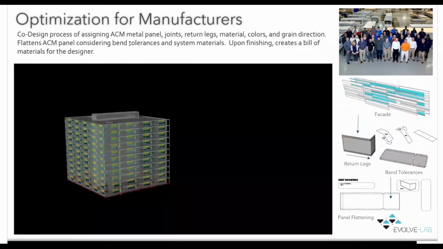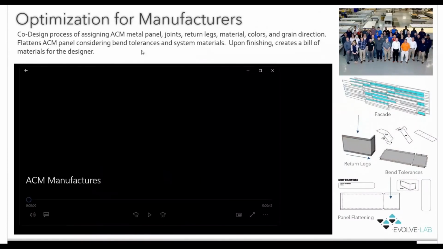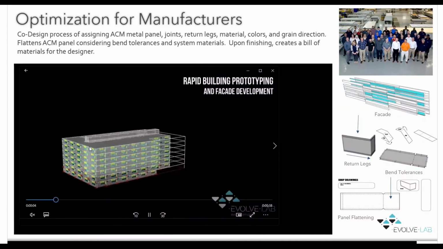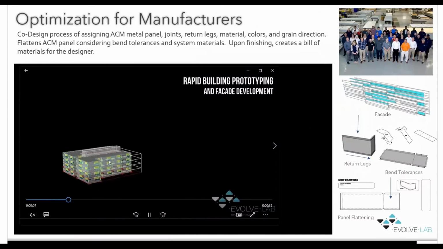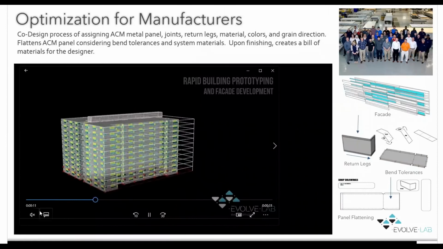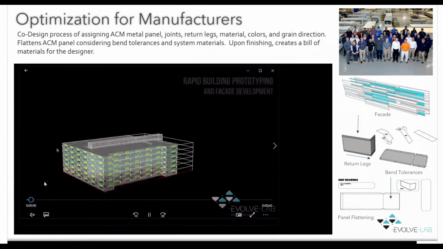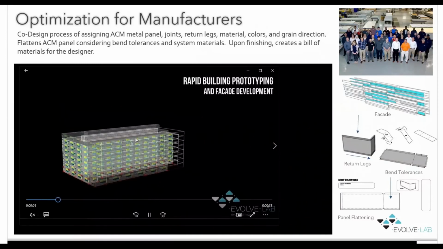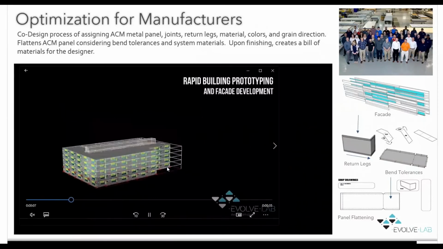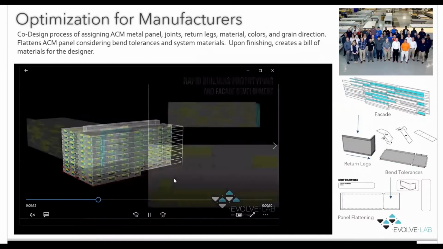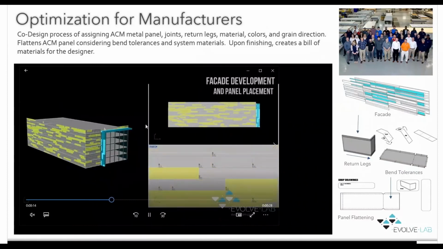Okay. Next is an optimization that we did for an ACM metal panel manufacturer. Oh, this works great. And so in here, what we're able to do is apply ACM metal panels to the building. So you have multiple building typologies, and what it's able to do is actually apply the ACM metal panel to that building using generative design and rationalizing the building.